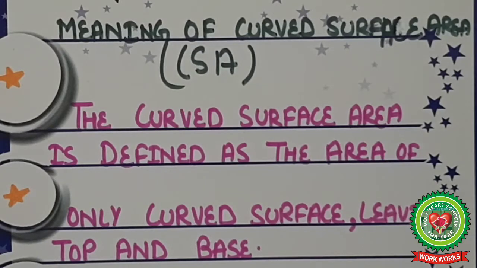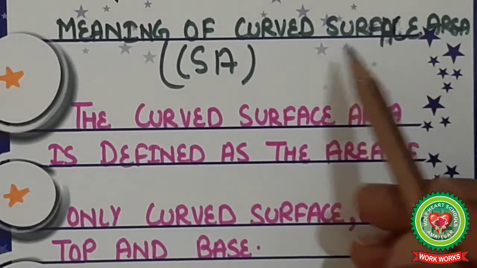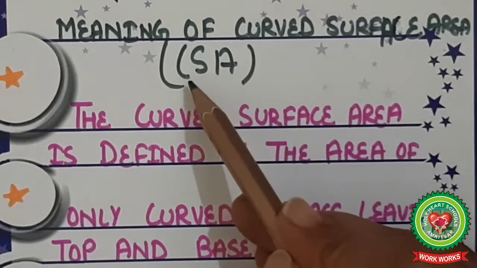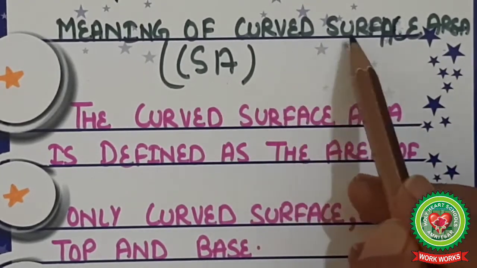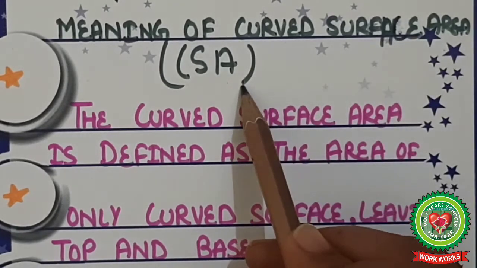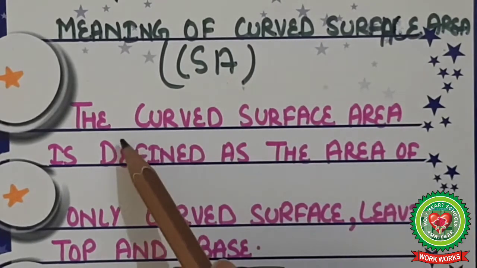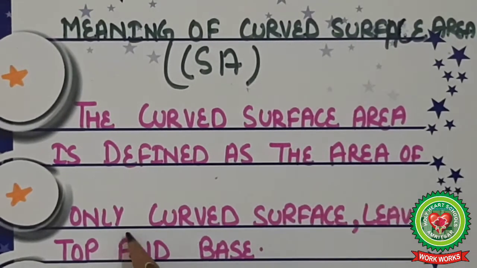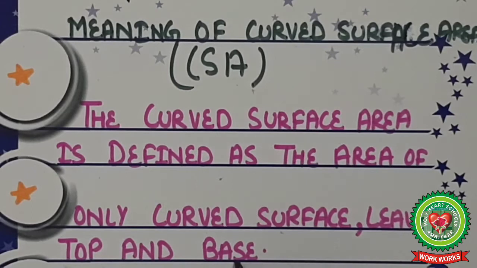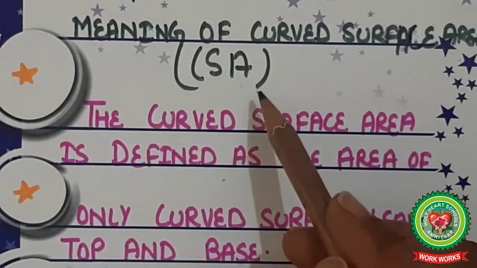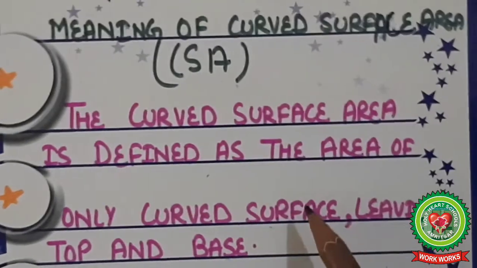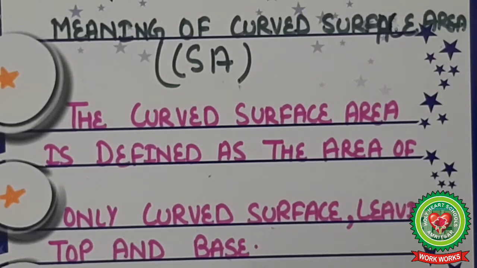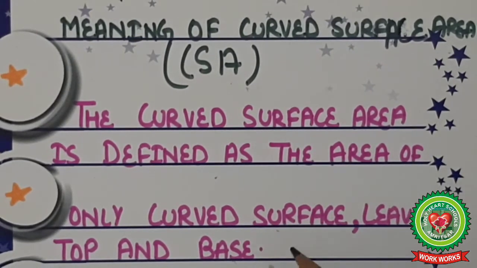Students, after the definition of volume, we will do definition of curved surface area, means CSA. This is the short form of curved surface area. Now what is curved surface area? Let us discuss. The curved surface area is defined as the area of only curved surface, leaving top and base. So curved surface area means area of only curves. We will not include base and top. So this is the meaning of curved surface area.